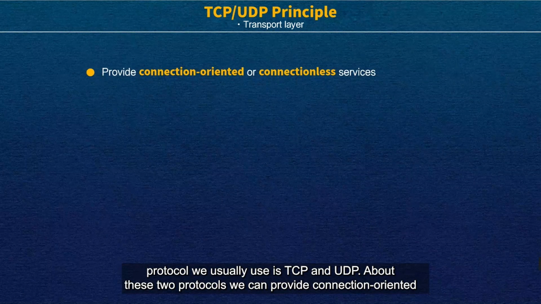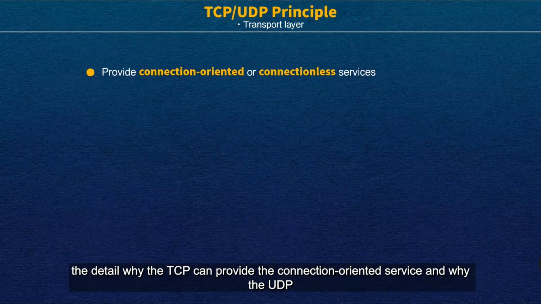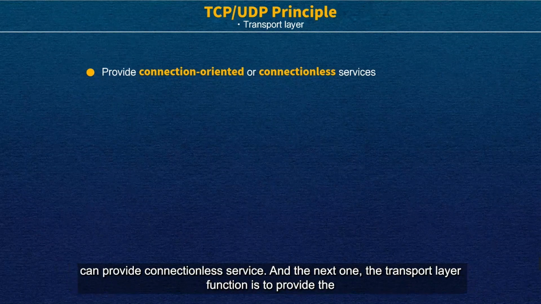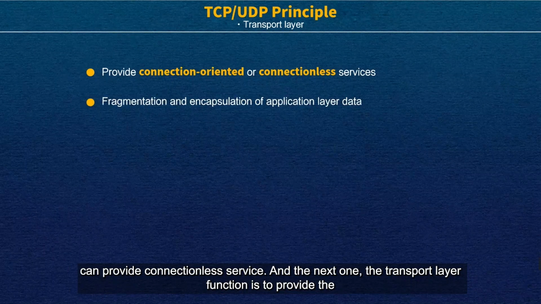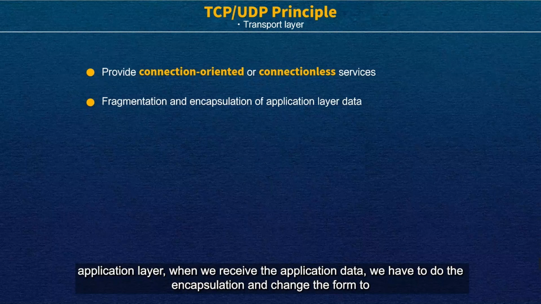About these 2 protocols, we can provide connection-oriented or connectionless service, depending on which protocol you use. Later, I will explain the detail why the TCP can provide connection-oriented service and why the UDP can provide connectionless service. And the next one, the transport layer function is to provide the fragmentation and encapsulation of application layer data, because the upper layer protocol is the application layer.